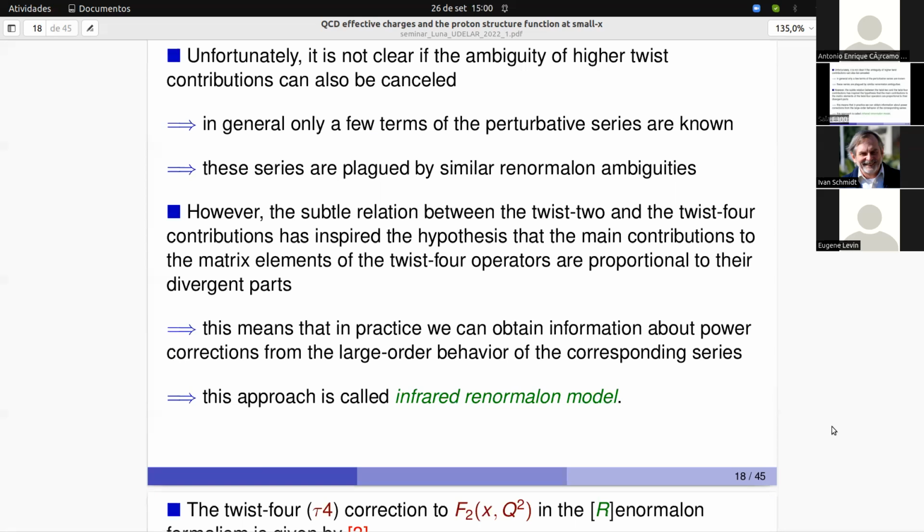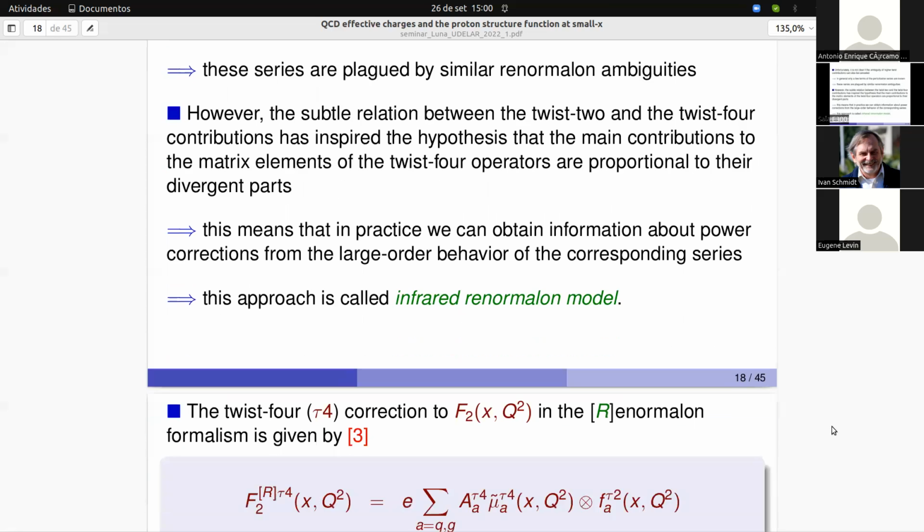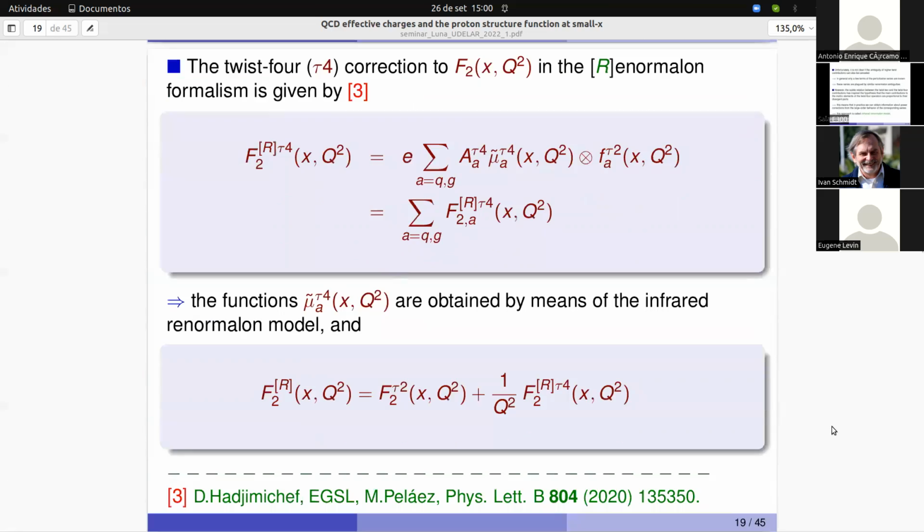Well, this is a little more technical about this kind of ambiguities and what in fact you have to do in a formal way to treat these ambiguities. But in sum, we are using this approach called the infrared renormalon model. That is to say, we are supposing that the ambiguities between twist 4 and twist 2 can be used when introducing more terms of twists. So we have calculated the contribution of this kind of correction.